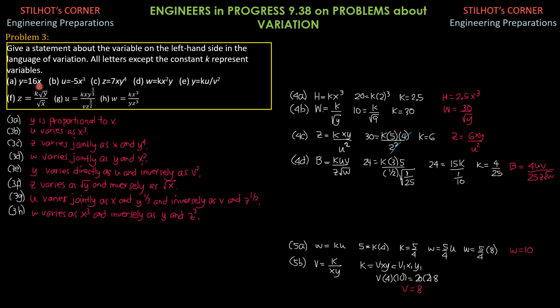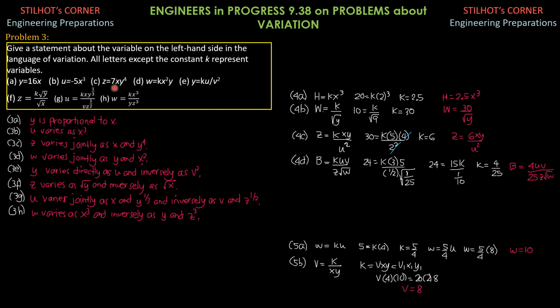Y is proportional to x, y varies as x, y is directly proportional to x. So those are the possible statements for 3a. This is enough: y is proportional to x. For part B, u is proportional to the cube of x, or u varies as x cubed. The constant of proportionality is negative 5. u is directly proportional to x cubed. So those are the possible statements for part B.